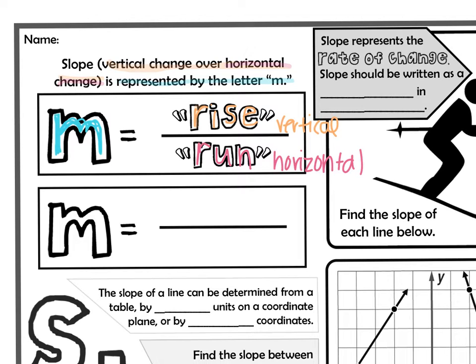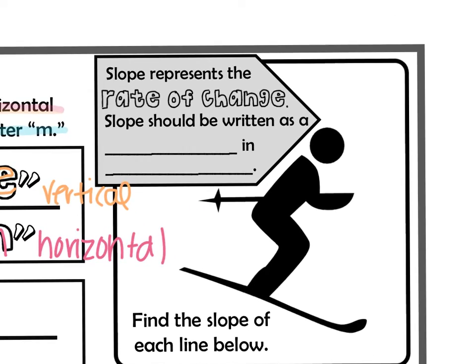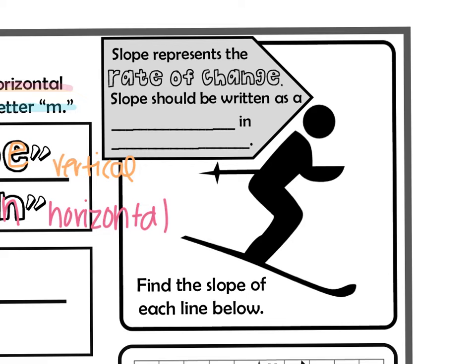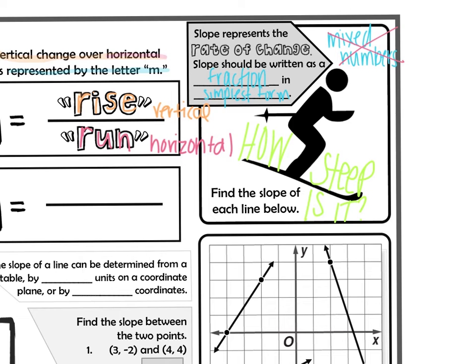And then we're actually not going to fill out that next part, and we're going to move over here. We talked about slopes in relating to skiing, and the slope represents a rate of change. Slope should be written as a fraction in simplest form, although we will not be using mixed numbers. We want improper fractions, so not mixed numbers. And remember, slope represents the steepness of a line, so you could always think about skiing slopes.